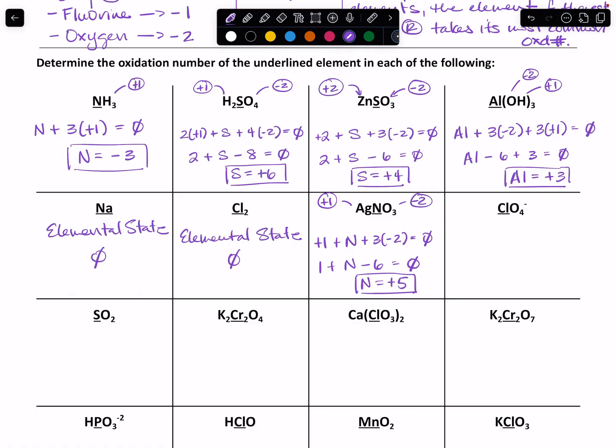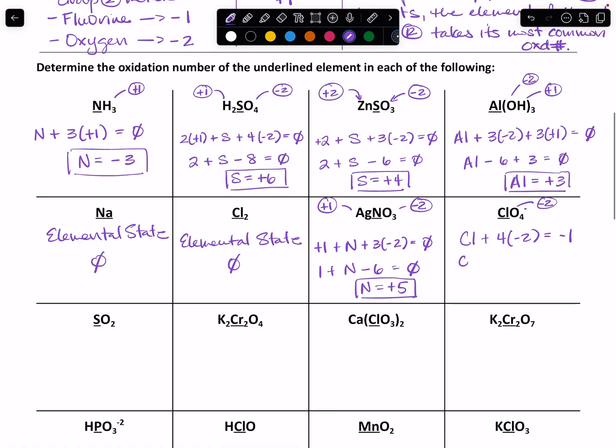All right, up next, we've got perchlorate, ClO4, minus 1. So minus 2 for each of those oxygens. So we've got chlorine, plus 4 times minus 2. Now this time, not a neutral molecule. So we put minus 1 for the overall charge. So we got chlorine minus 8 equals minus 1. So we move that 8 over and we get a positive 7 for the oxidation number of chlorine.